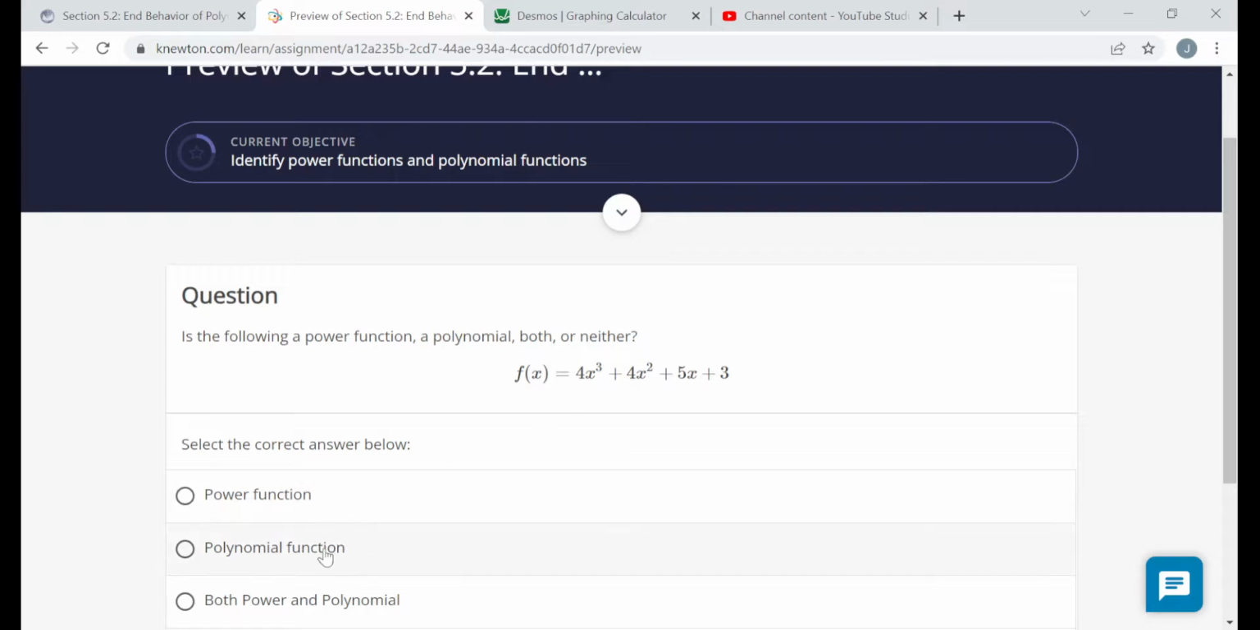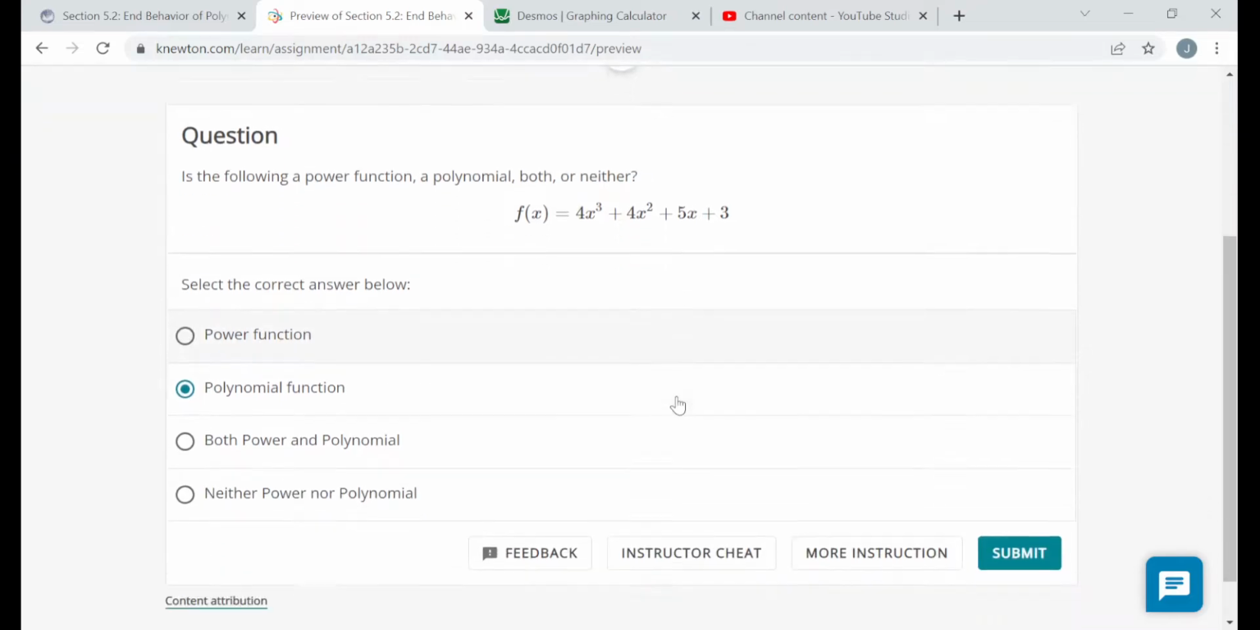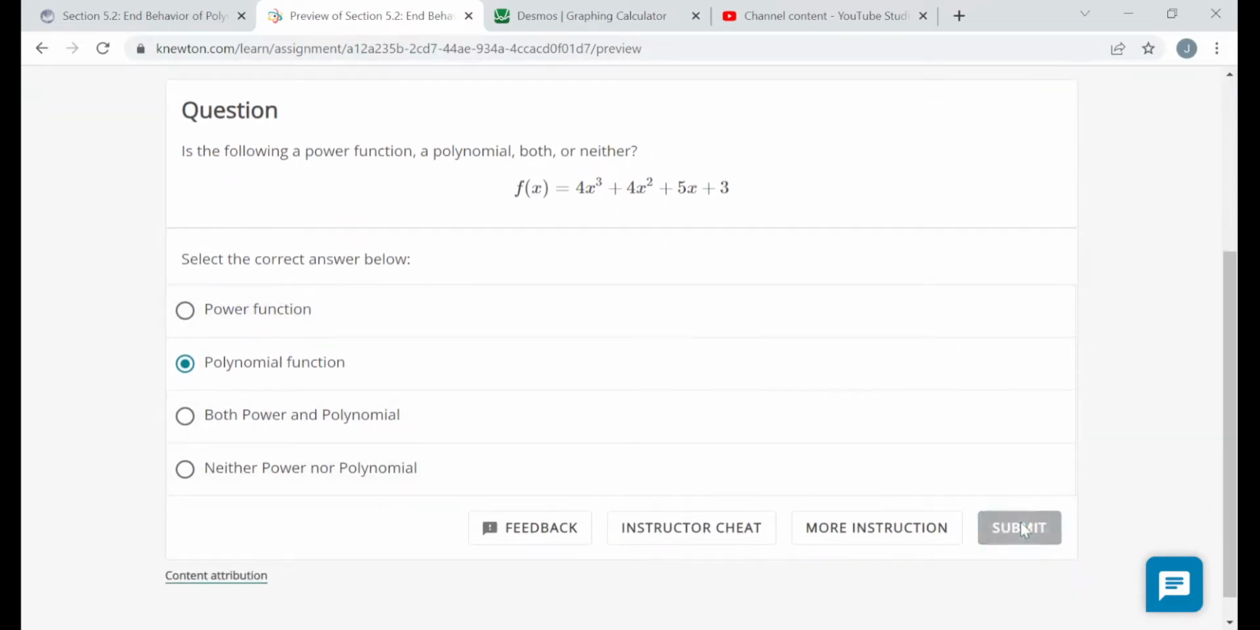So this is a polynomial function, but it's not a power function, right? If it was just 4x cubed without all the other terms, or just 4x squared without all the other terms, then it would also be a power function. But it's not that, right? So just a polynomial function here.